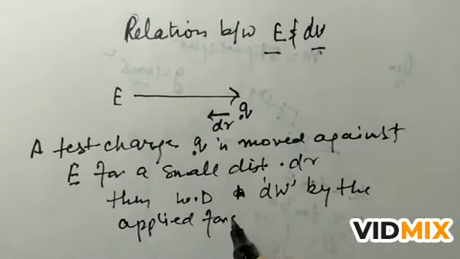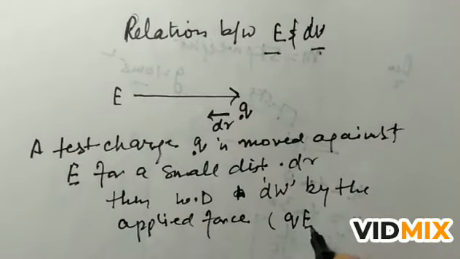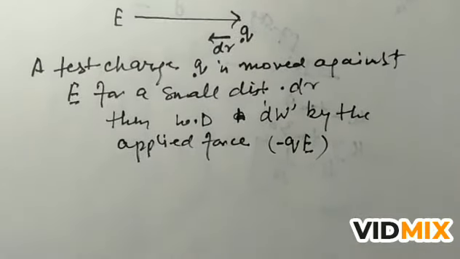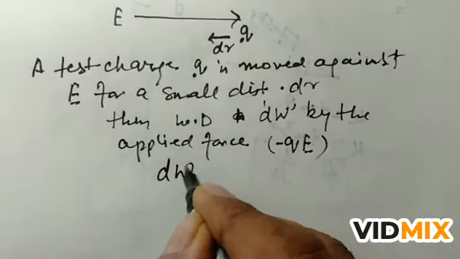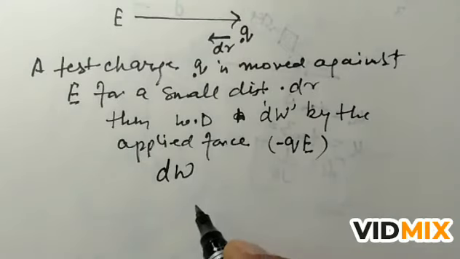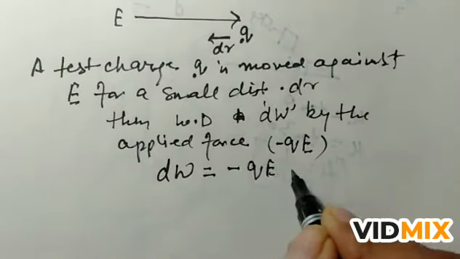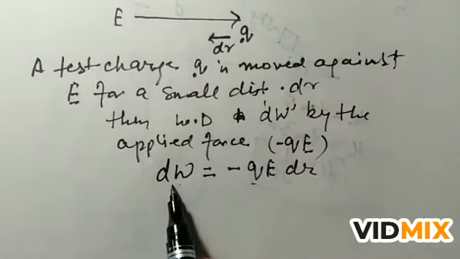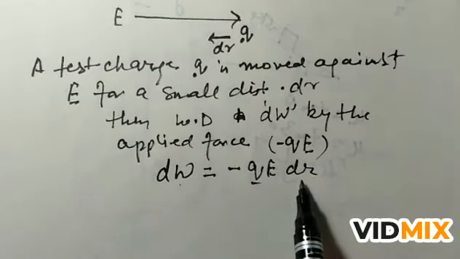What is the applied force? Applied force is QE, and we are taking minus Q because we are moving against that electric field. This is the applied force, minus QE. And what is the small work done? dw is equal to minus QE dr, since work is equal to force into displacement. So this is the work done, this is the force, and this is the displacement.